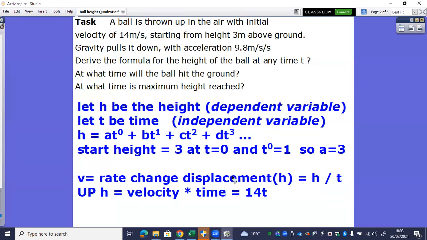We know the upward velocity is 14. Velocity is the rate of change of displacement, in this case height, as in height upwards. So that equals the height divided by the time. If we rearrange this formula, we get the height going up, if there was no gravity, as velocity times time, which in our case is 14t, because the velocity is 14 meters per second.